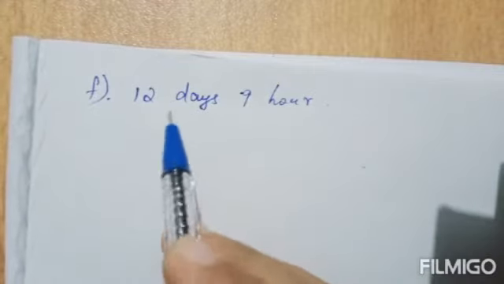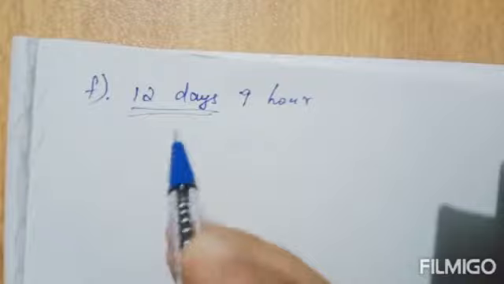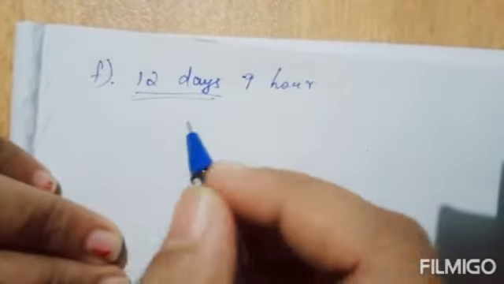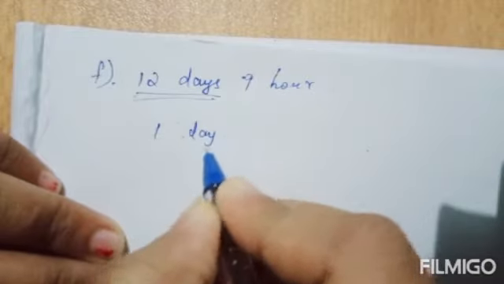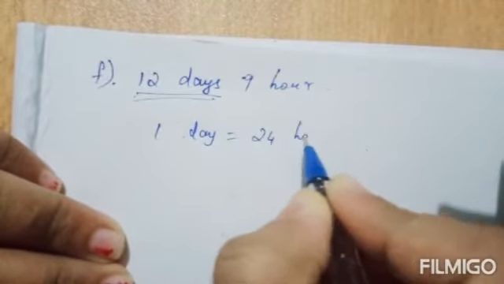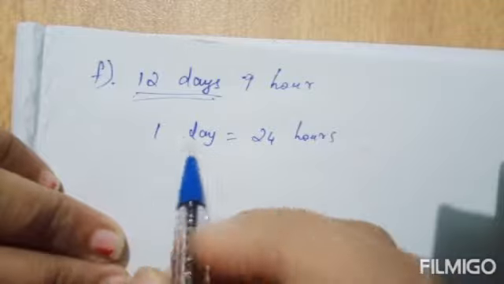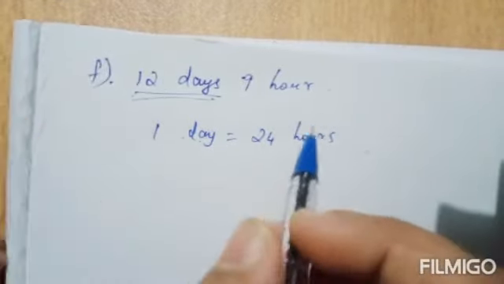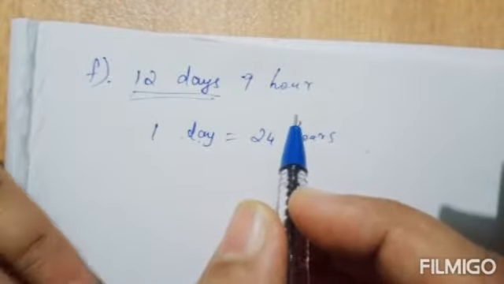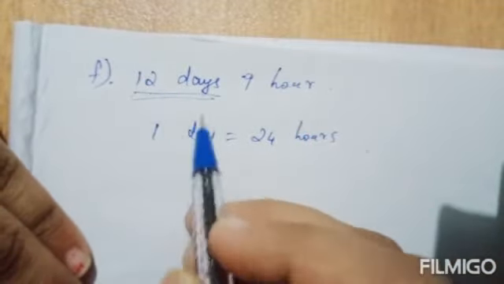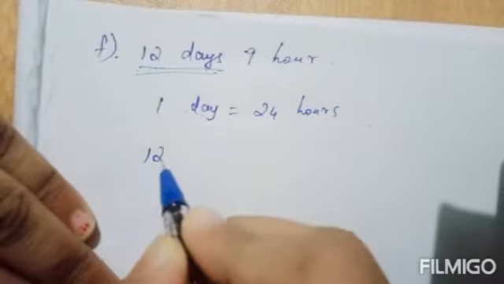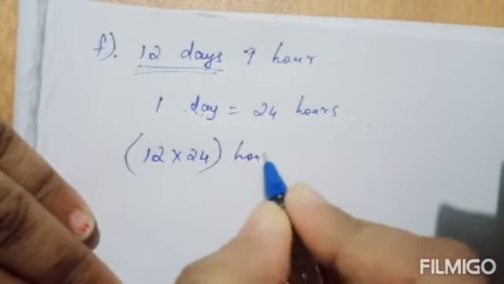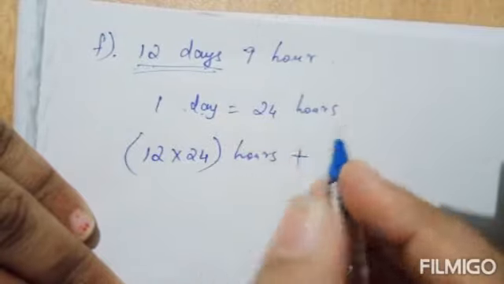Okay, next F, 12 days 9 hour to hours. Okay, so you have to convert this days to hours. Now you know the relation between day and hour. 1 day equal to 24 hours. Okay, so in order to convert days to hours, just multiply by 24. Now this 12 days, how can we convert to hours? 12 days equal to 12 into 24 hours plus this 9 hours.